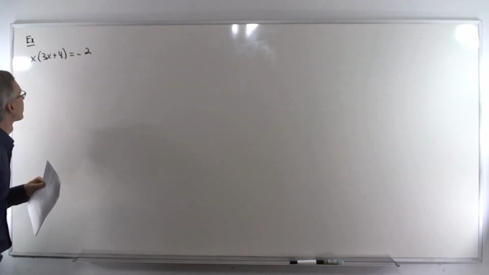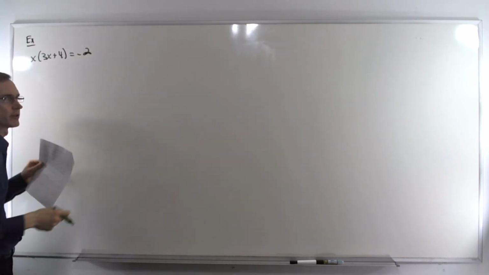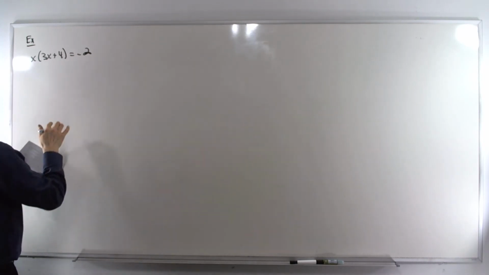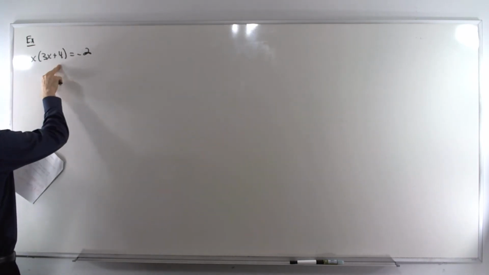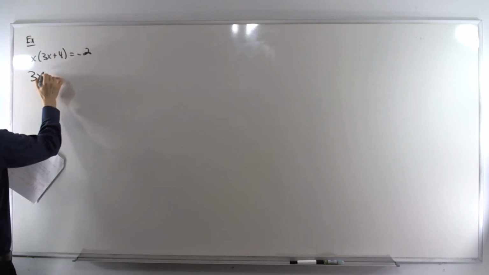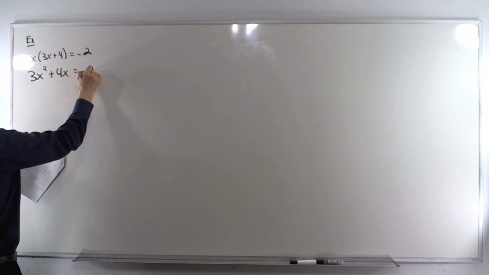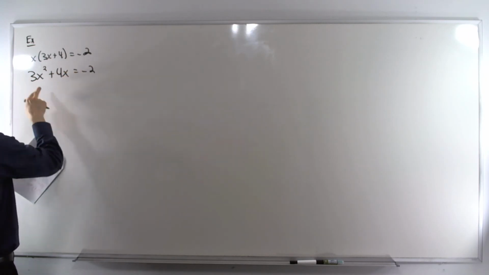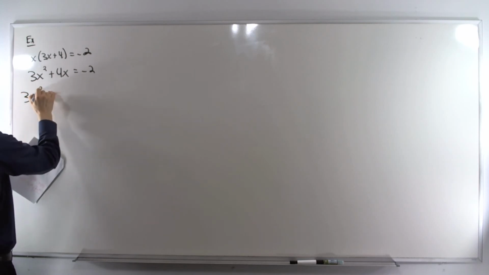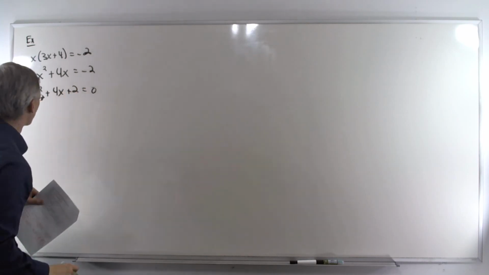x times 3x plus 4 equals negative 2. It may not even be immediately clear that this is a quadratic equation. But if we expand here, I'm going to clear these parentheses by distributing the x in. So that's 3x squared plus 4x equals negative 2. Then we can move the negative 2 to the left, making it positive. So that's 3x squared plus 4x plus 2 equals 0.